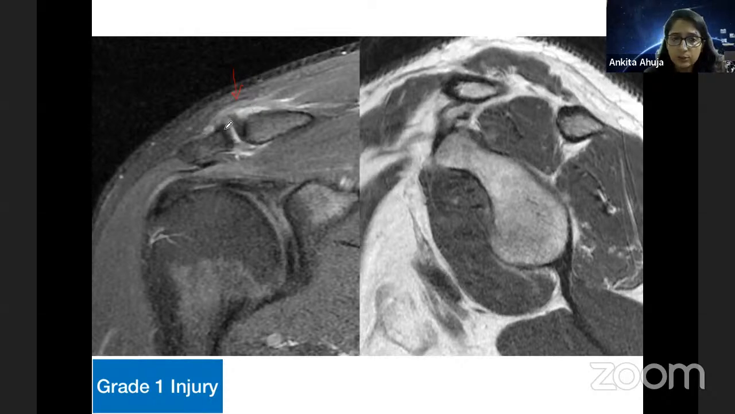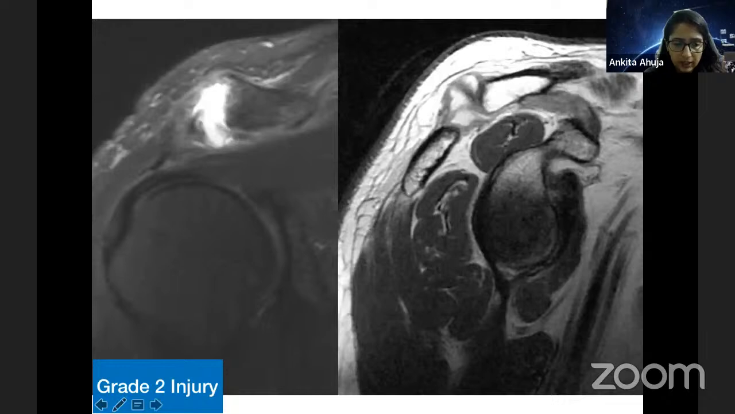So in this case, as you can see, there is capsular edema, superior as well as inferior, and there is pericapsular edema as well. So this is fine. And in this case, your coracoclavicular ligament is perfectly fine. It's seen through and through, both the components. So this is just a case of grade 1 injury.